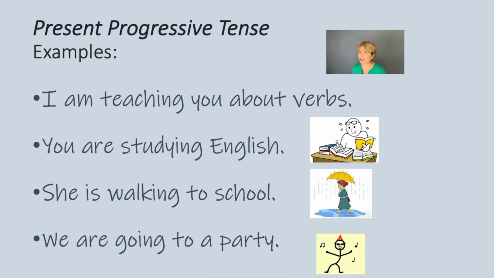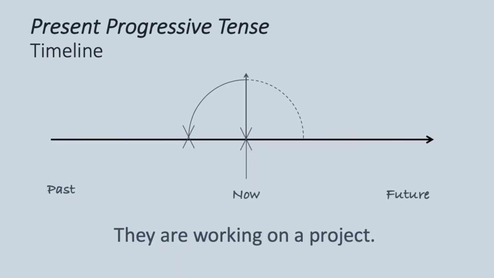Now the timeline. This timeline looks different from the timelines for the simple tenses. This one shows a period of time. If you look at the arc, you see that something started in the past, is still happening now, they're still working, and will continue until sometime in the future. They're working on a project. The action is happening now. They started working on a project at some time in the past, they're still working on it now, and it will probably last until some time in the future.